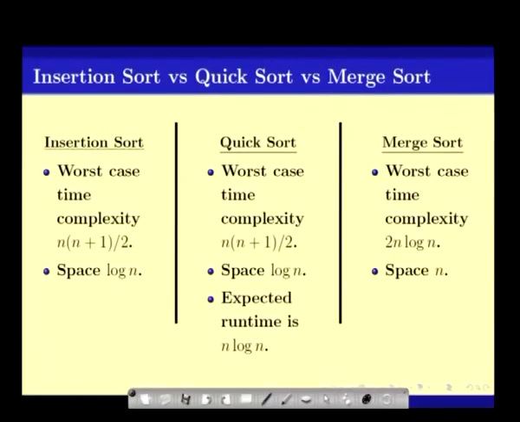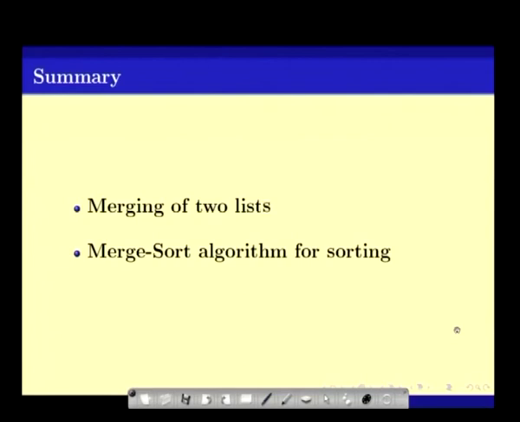So, this ends the comparison of these three most commonly used sorting algorithms. In the next lecture we will see some more sorting algorithms, and some sorting algorithms for which the structure of the set is also very important. To summarize, in this talk we saw how to merge two sorted lists into one list, and then we saw how to use this merging algorithm to do the merge sort algorithm for sorting. So, we end this talk now. We will continue on sorting algorithms in the next class. Thank you.